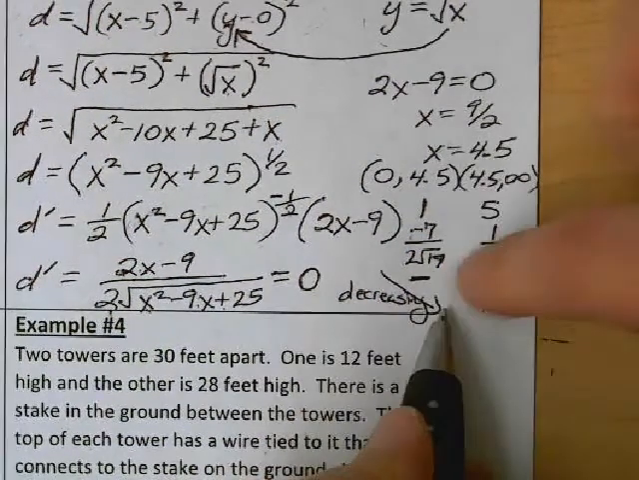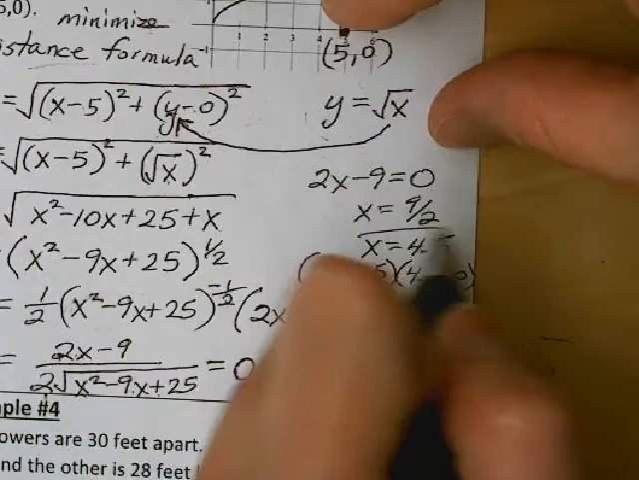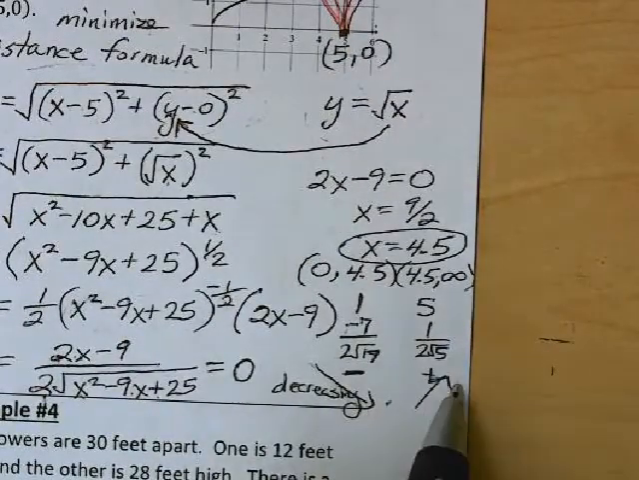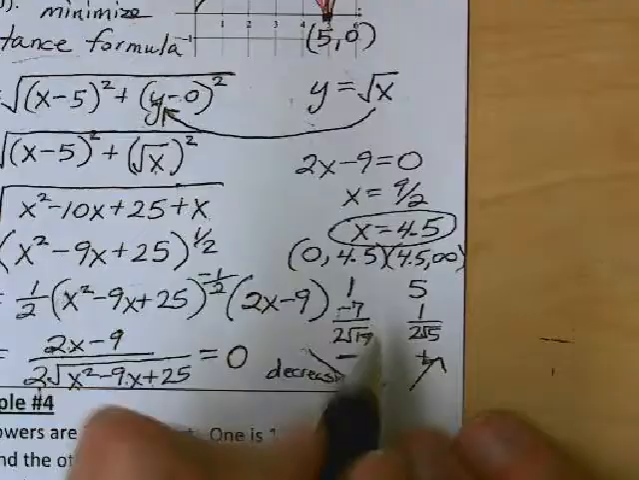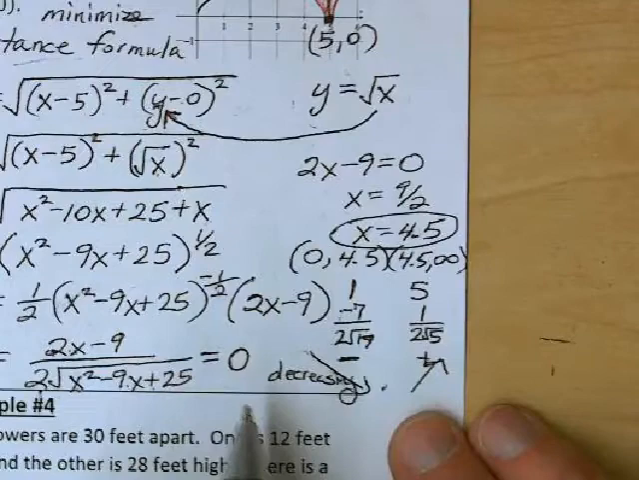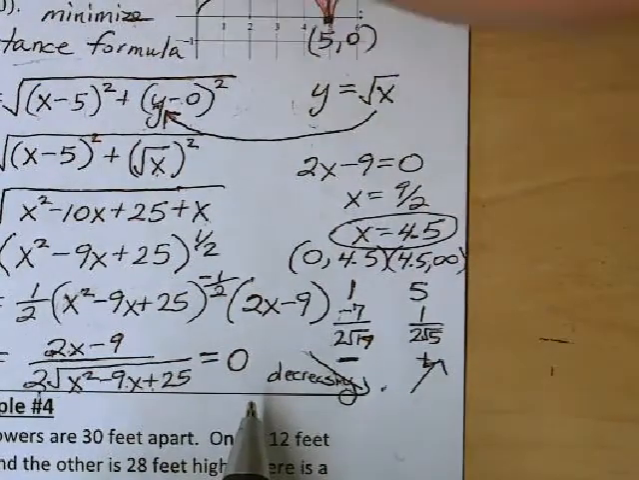So is that point, that 4.5, is that the minimum? Yeah, it's like going down then up, so that'd be a min. Yeah, so does it make sense? That seems right. 4.5 seems like the right answer. And what point on the graph is closest?